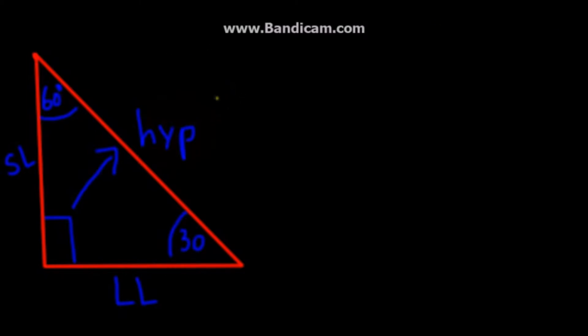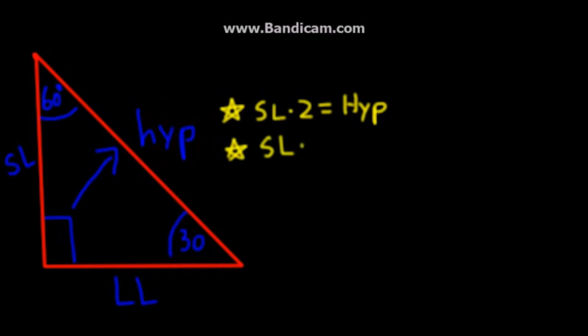Okay, so there are two formulas that we have to remember in order to solve the 30, 60, 90 triangle. Write them down real quick. The first one is short leg multiplied by 2 equals the hypotenuse. And then the second one is the short leg multiplied by square root of 3 equals the long leg. So they can give you a given, which is any one of the sides, and it's quite simple. All you have to do is just plug it into the correct formula in order to get your answer.